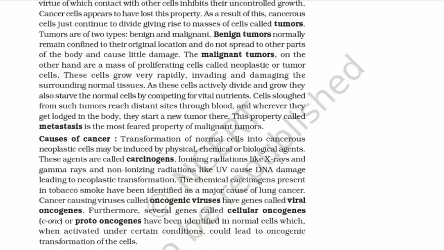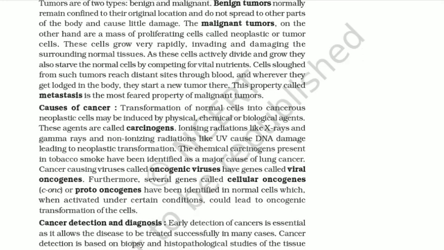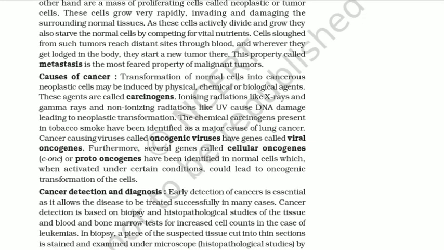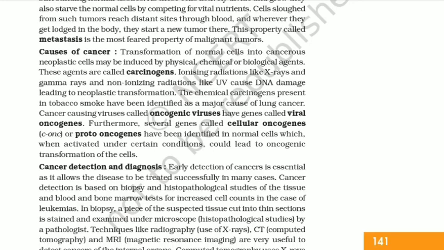Tumors are of two types, benign and malignant. Benign tumors normally remain confined to their original location and do not spread to other parts of the body and cause little damage. The malignant tumors, on the other hand, are a mass of proliferating cells called neoplastic or tumor cells. These cells grow very rapidly, invading and damaging the surrounding normal tissues. As these cells actively divide and grow, they also starve the normal cells by competing for vital nutrients. Cells sloughed from such tumors reach distant sites through blood, and wherever they get lodged in the body, they start a new tumor there. This property, called metastasis, is the most feared property of malignant tumors.